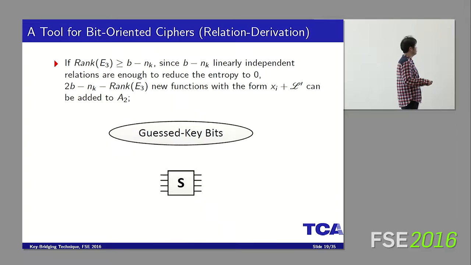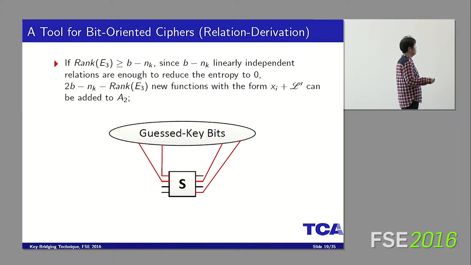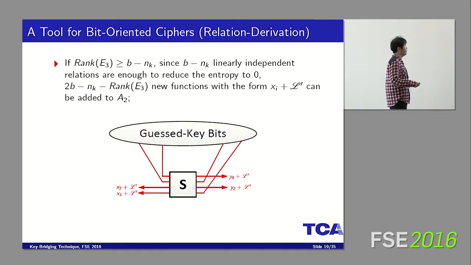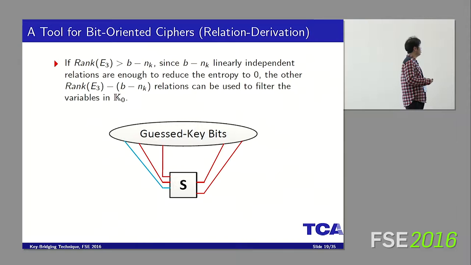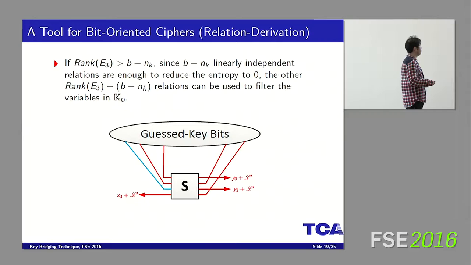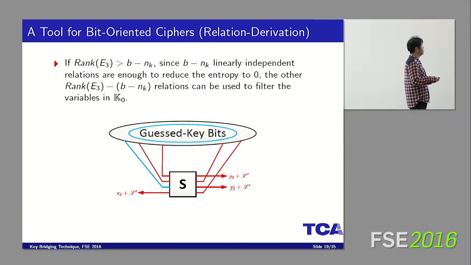If we can find 4 bits from K0, and the other 4 bits, since 4 bits are enough to reduce the entropy of this Xbox to 0, we can get a relation of the other 4 bits. And we should add these 4 equations to A2. And here, L prime means how this relation is obtained. However, if we can get one more relation, since 4 bits are enough to reduce the entropy of this Xbox to 0, again, we can get 3 relations. And these relations can be used to filter the value in K0. And this is exactly one key bridge we want.